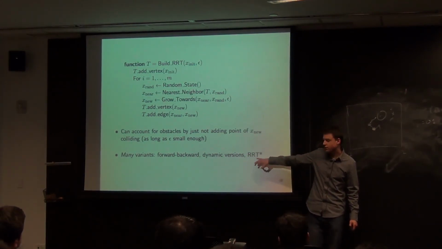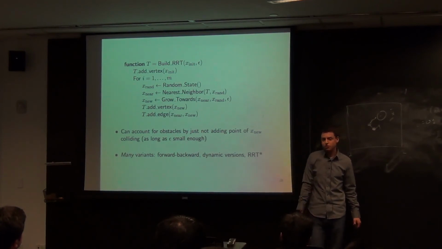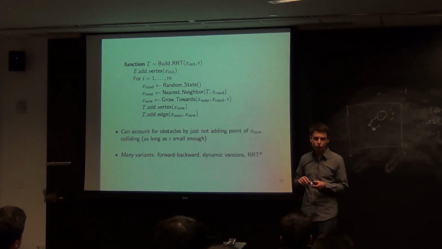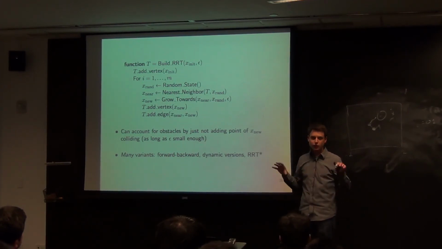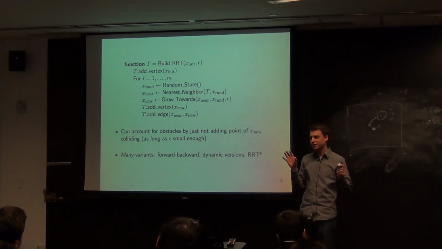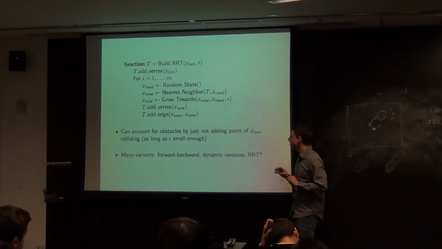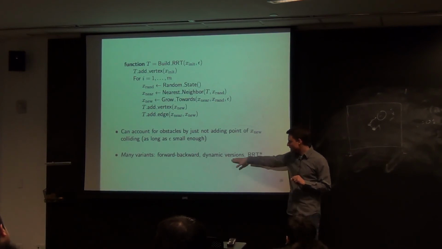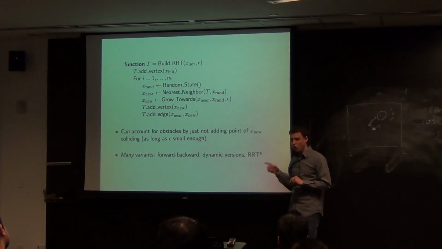And finally, there are lots of variants of this. So people also do things like forward-backward RRTs, where you have one RRT starting at the goal and one at the start state. That's nice because sometimes you have to do a lot less work. They will expand a lot less before they meet up than they would if you started at one location and let it grow as only one tree.